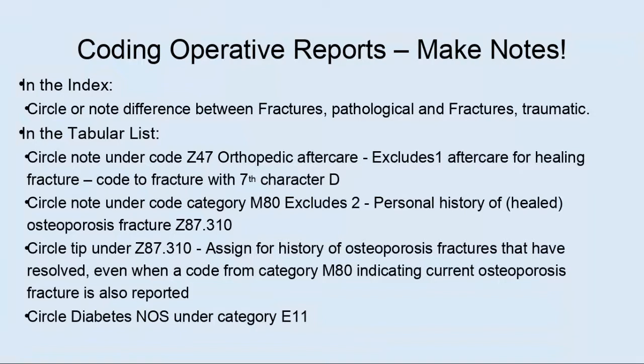In the tabular list, circle note under Z47 orthopedic care, excludes 1 after care. That's important. Circle a note under code category M80, excludes 2, personal history of osteoporosis fracture. That is often the case. And then there's a tip under Z87.310, assigned for history of osteoporosis fractures that have resolved, even when a code from category M80 indicating current osteoporosis fracture is also reported, okay? And then circle diabetes NOS under category E11. So that tells you if the diabetes type is not documented, you use this code.